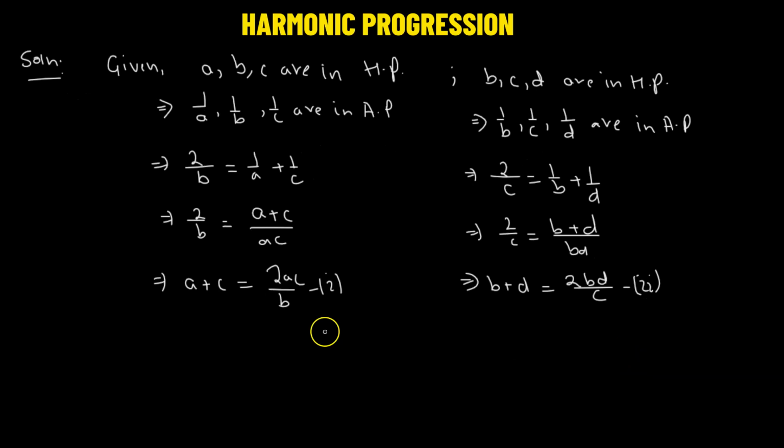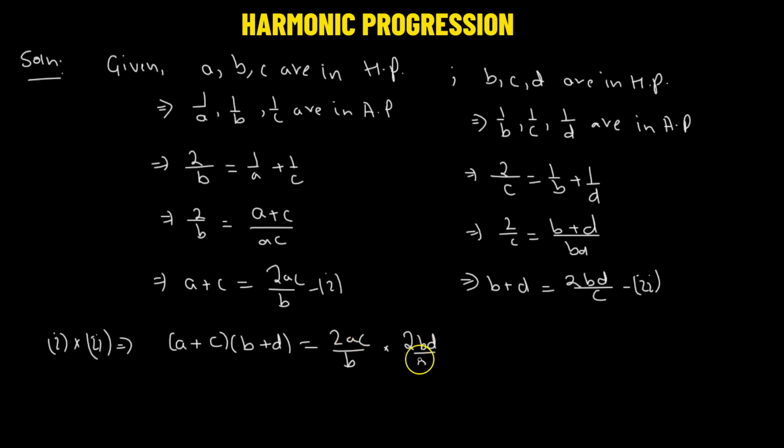Now let's do one thing. Let's multiply 1 and 2. So here we are multiplying equation 1 with equation 2, such that we have A plus C multiplied by B plus D. So this will be equal to 2 times AC over B multiplied by 2 times BD over C.